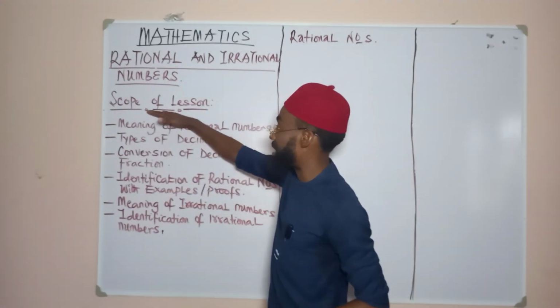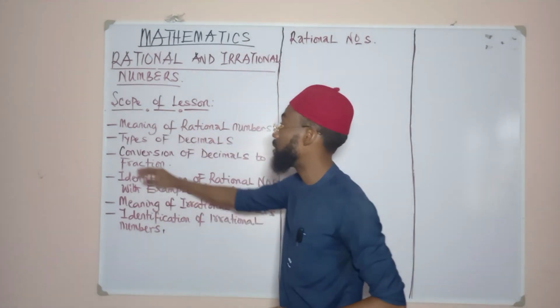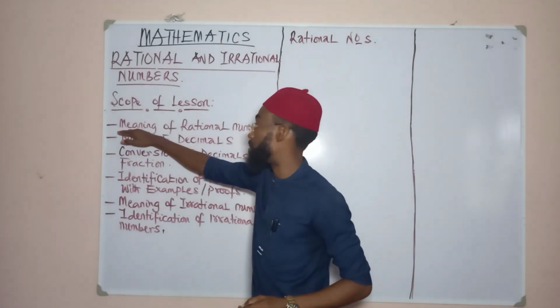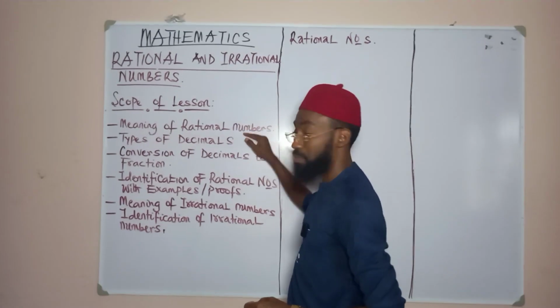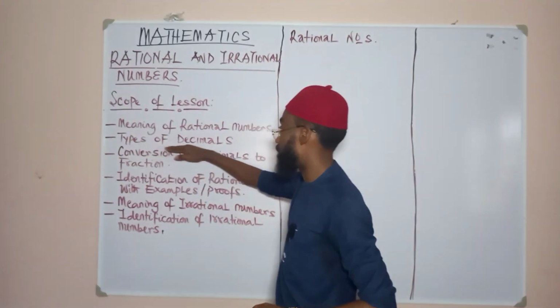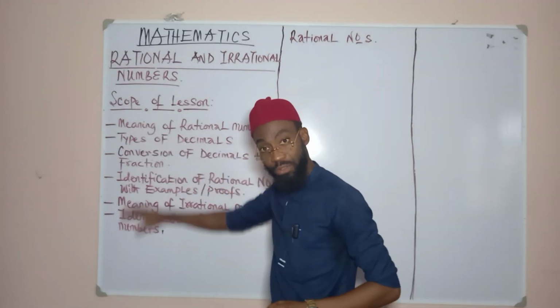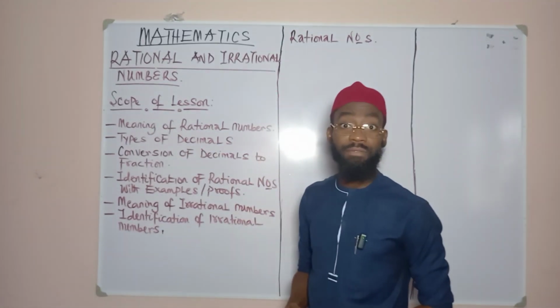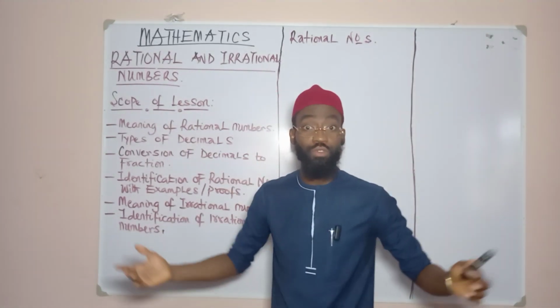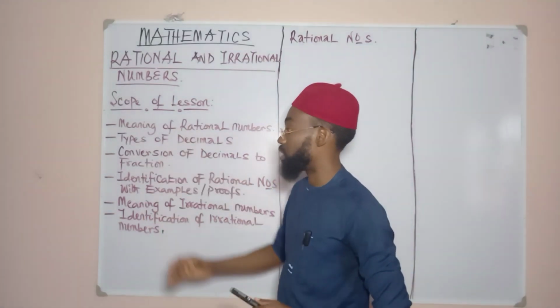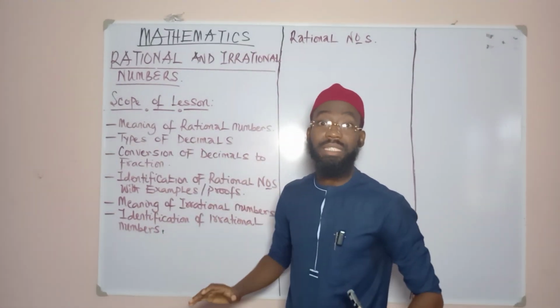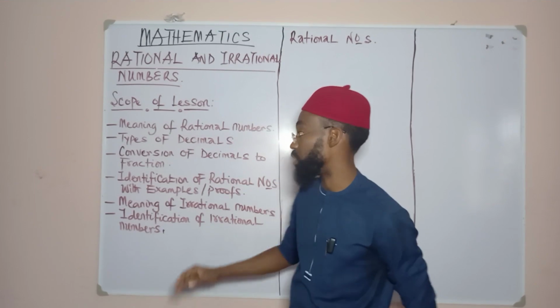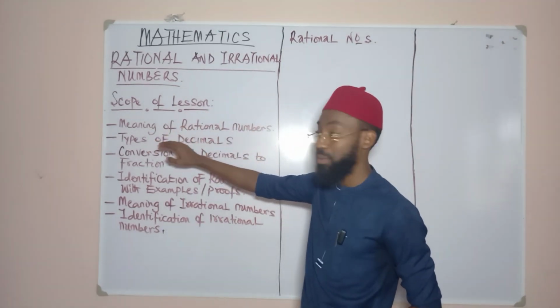The scope of the lesson has been outlined here below. The first thing we have here is to talk about the meaning of rational numbers. Afterwards, we go into the types of decimals and then follow them down the line until we are able to cover what we have today. So we have quite a number of things to talk about today. I want to believe we're going to be able to understand in detail all that we have here today. So let's get into it immediately without wasting time.